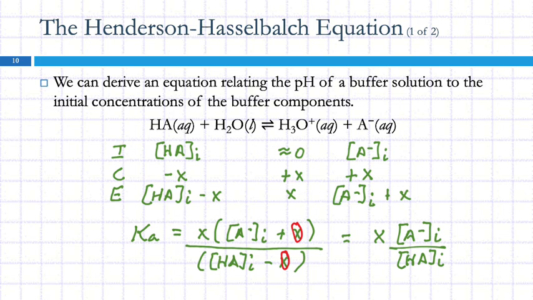Did not leave myself enough room to finish this. How do we get pH? Negative log. So which of these letters in here are going to be the hydrogen ion concentration? X, right? X is the hydronium ion concentration at equilibrium. So to find the pH, we need to find the negative log of X.